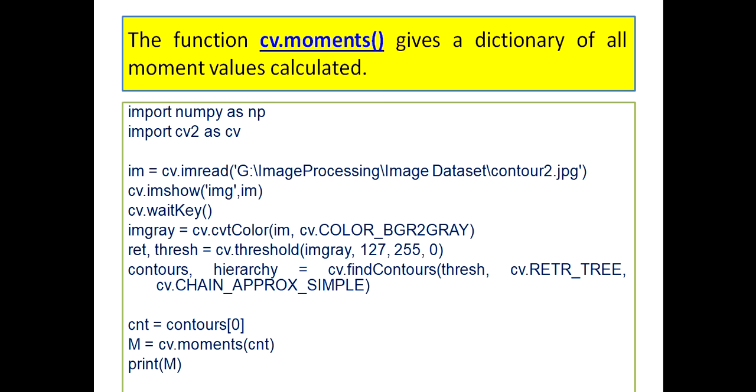cv.moments. Now, the piece of code for finding it will be, please take a screenshot of this: import numpy as np, import cv2 as cv. We are importing cv2, the latest version of the computer vision library, OpenCV, of course. Then im is the image. I'm giving my path of the image, contour 2. Today I am considering the contour 2 image.